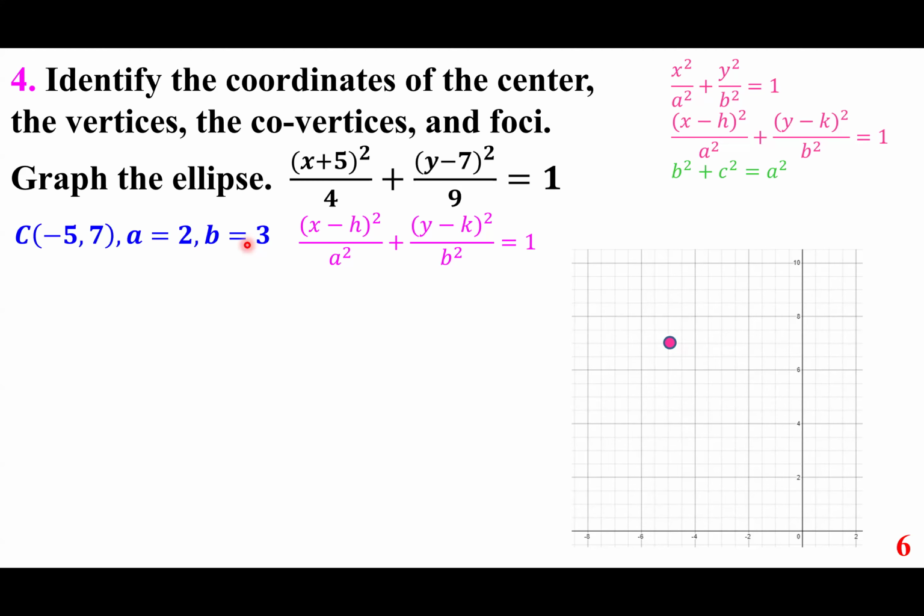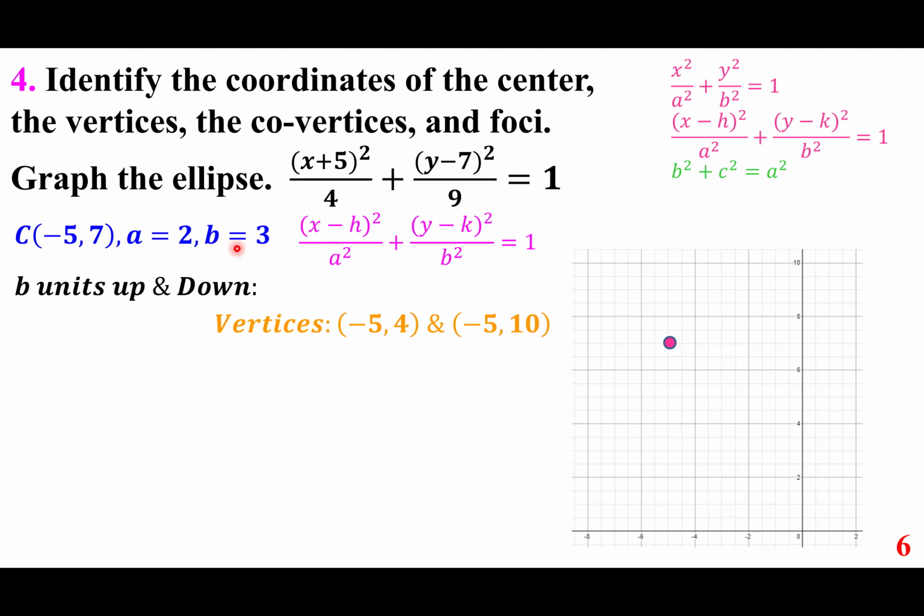So here's the center. We're going to go up B units, and we're going to go down B units. 7 minus 3 is 4, so minus 5, comma 4. So those are B units up and down. I say B in general. In this case, B is 3, everybody.